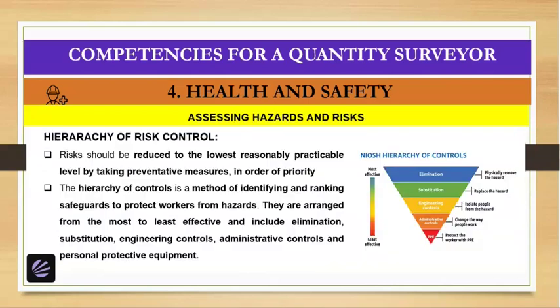Hierarchy of risk control is a very important concept in safety management. Risk should be reduced to the lowest reasonably practicable level by taking preventive measures in order of priority. The hierarchy of controls is a method of identifying and ranking safeguards to protect workers from hazards. They are arranged from the most to least effective and include elimination, substitution, engineering controls, administrative controls, and PPE.